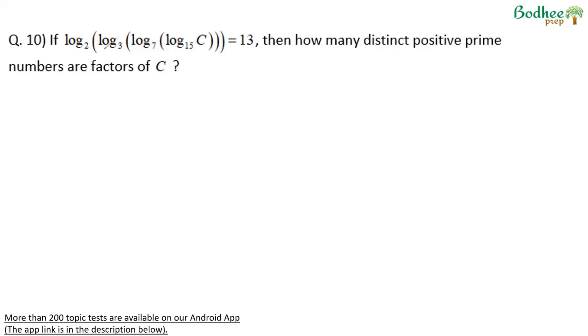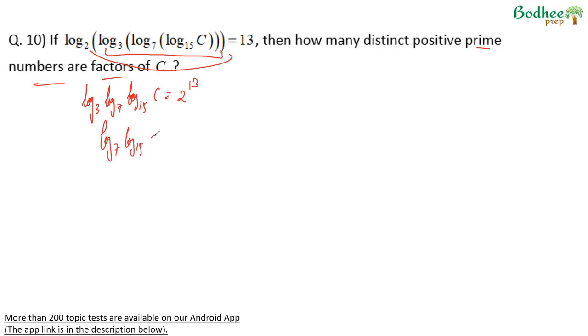If log base 2 of log base 3 of log base 7 of log base 15 of C is 13, then how many distinct positive prime numbers are factors of C? Now we can write log base 3, log base 7, log base 15 of C is equal to 2 raised to power 13. Further, we can write log 7, log 15, base C will be 3 raised to power this part. So 3 raised to power 2 raised to power 13. Further, we can write log C to the base 15 will be 7 raised to this part. So 7 raised to power 3 raised to power 2 raised to power 13.